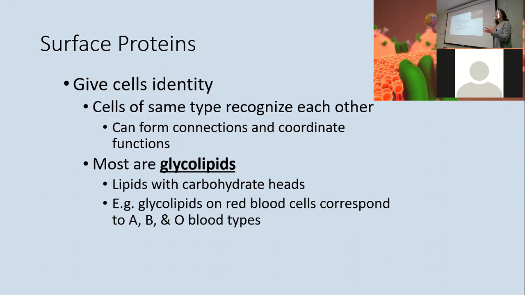Most of these are glycolipids. So lipids with little carbohydrate heads that signal what kind of cell it is. For example, you've got glycolipids stuck to the outside of your red blood cells. This is what gives you your blood type. So if you've got type A blood, you've got these type A glycolipids attached to your red blood cells. And that's why when you get a transfusion, you need to make sure you get type A blood, because if you get blood cells with the wrong name tags on, your body gets really angry because they look like they don't belong. They look like they belong to some other organism. And then your body starts attacking itself and it's not a good time. So surface proteins identify cells as certain types.